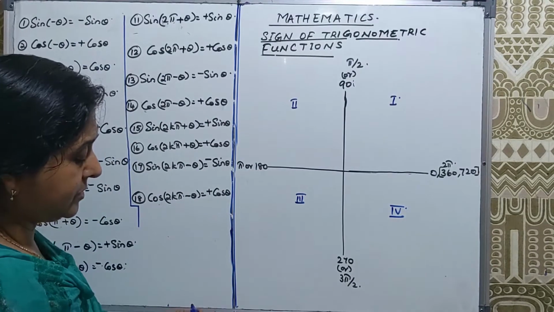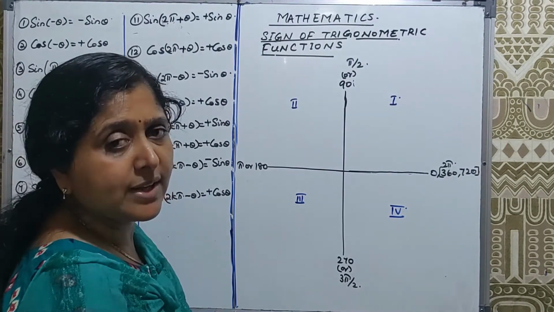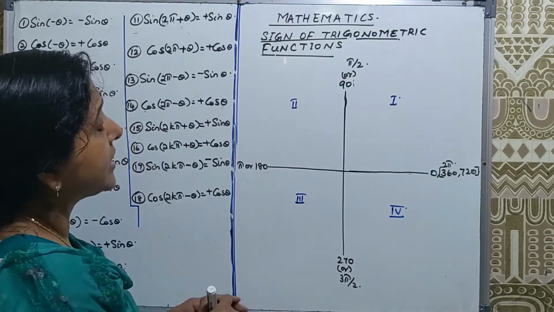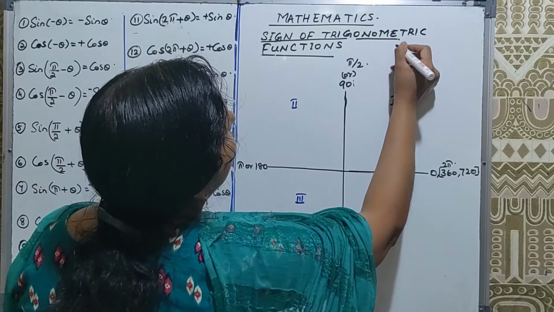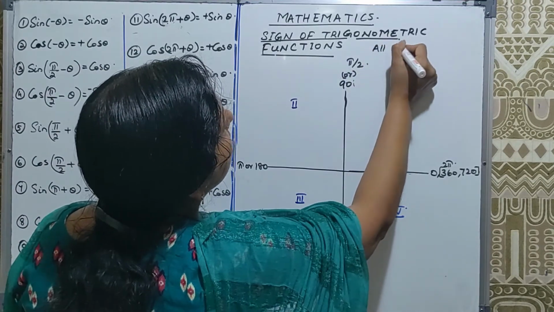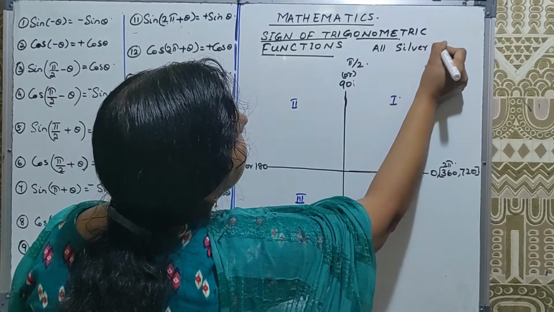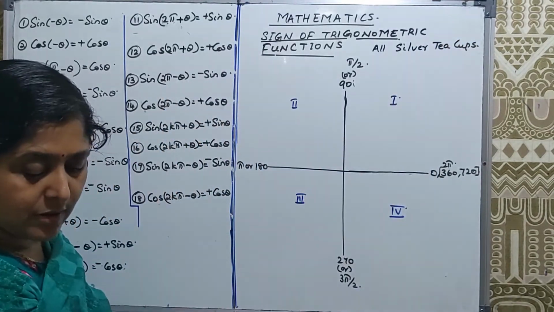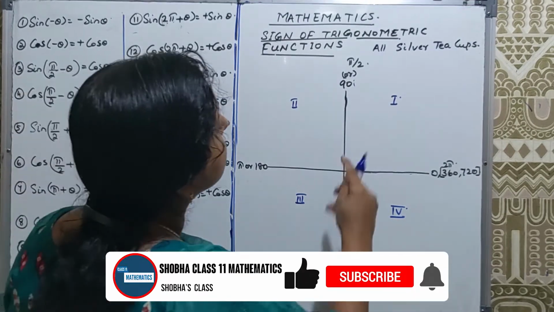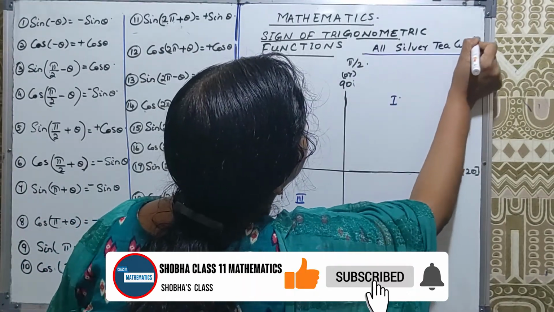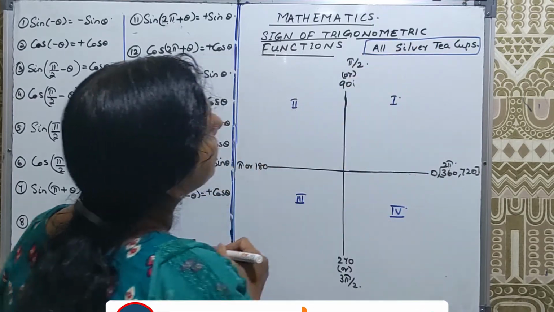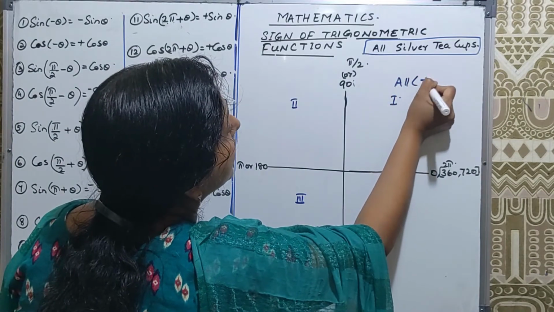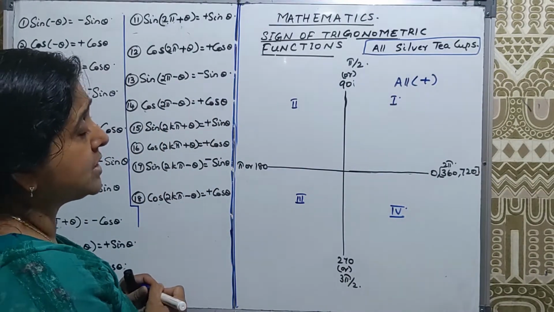In quadrant 1, for identifying the sine in that quadrant, we'll write one sentence: all silver teacups. All silver teacups. So that means in the quadrant 1, all trigonometric functions are positive. In quadrant 1, all trigonometric functions are positive.